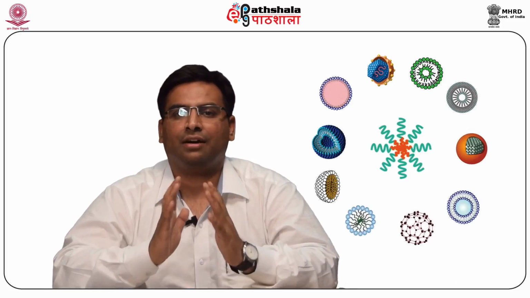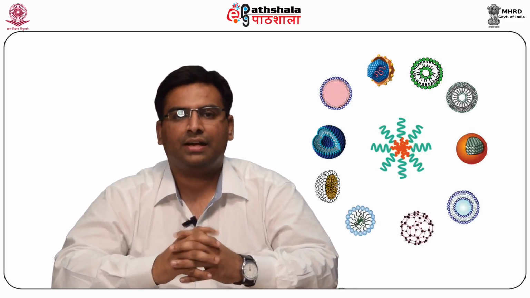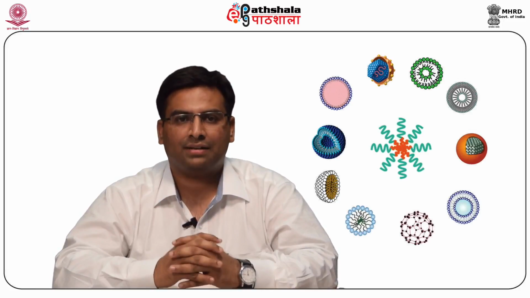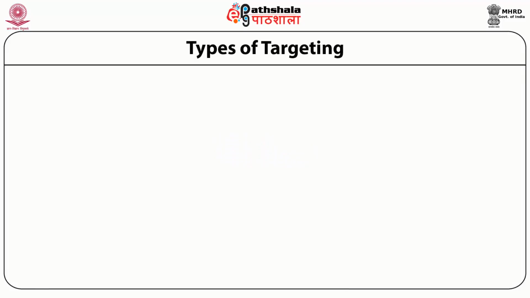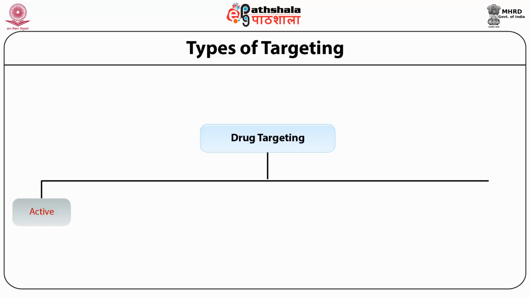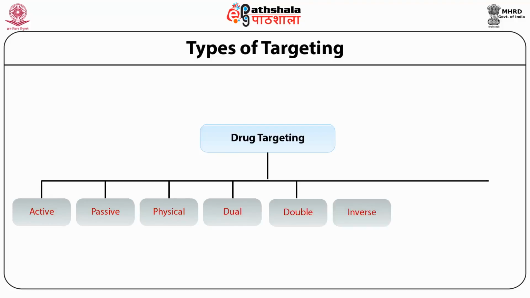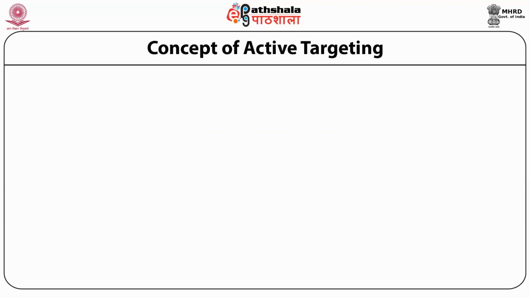In order to design a robust drug delivery system, it is quite imperative to comprehend the tumor environment and that there are various modes through which the drug can be targeted. The types can be classified broadly into the following: active drug targeting, passive drug targeting, physical drug targeting, dual mode of drug targeting, double drug targeting, inverse drug targeting, combination drug targeting, and chemical drug targeting. Let's start with the concept of active drug targeting.